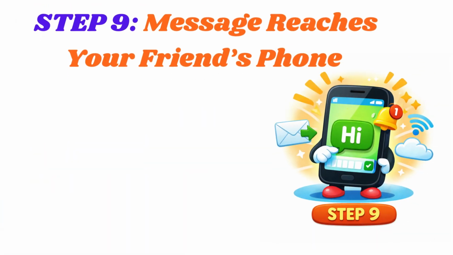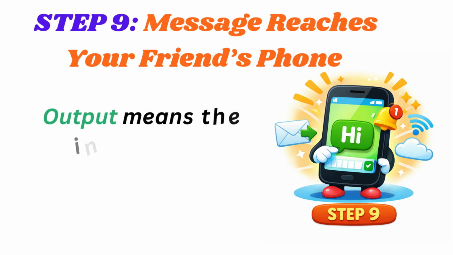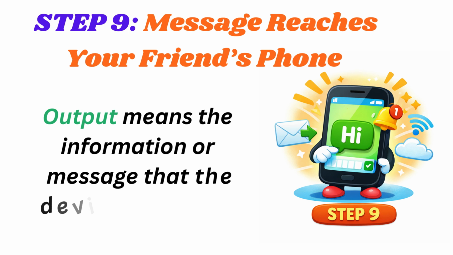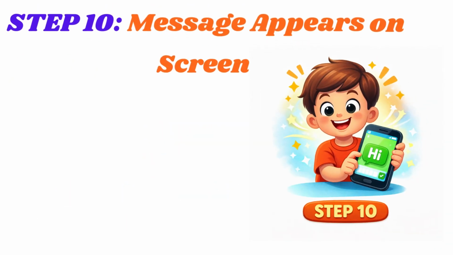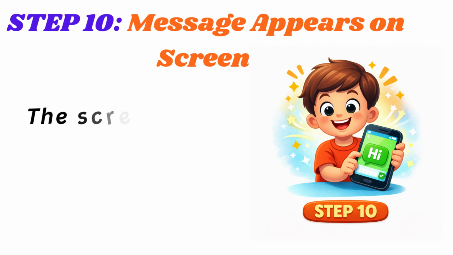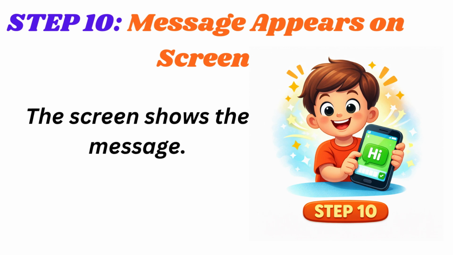Now the signal has finally reached your friend's phone. This moment is called output. Output means the information or message the device shows on the screen. Finally, your friend sees a message hi on the screen. This means the message has been delivered successfully.